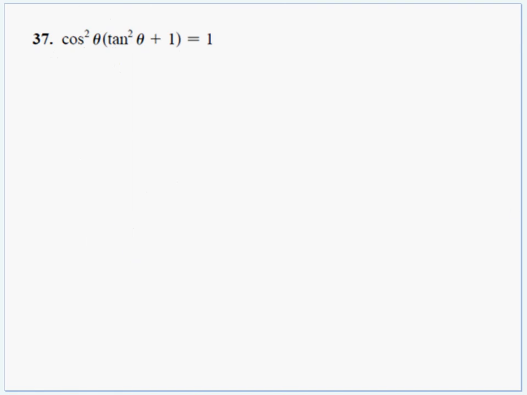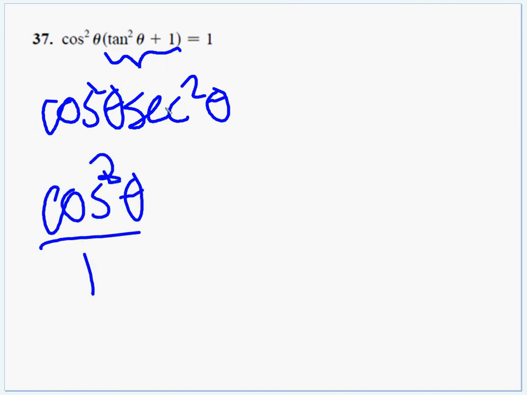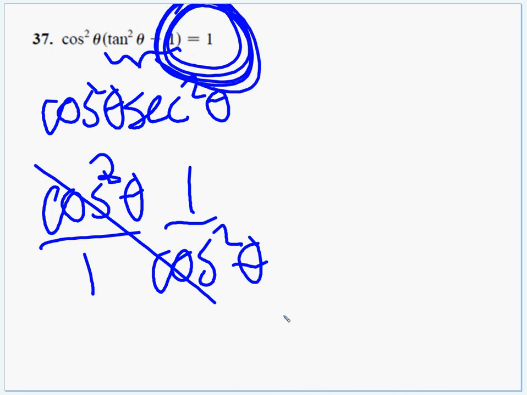Let's see here, number 37. The tan squared plus 1 here in the parenthesis, that's sticking out like a sore thumb. That's going to turn into secant squared theta. And we've still got this cos squared out front. Well, I'm going to leave the cos squared alone, maybe put a 1 under it. And secant squared, I'll turn into 1 over cos squared, and they're going to cancel, so we get 1 is equal to 1, and that's our finish line.